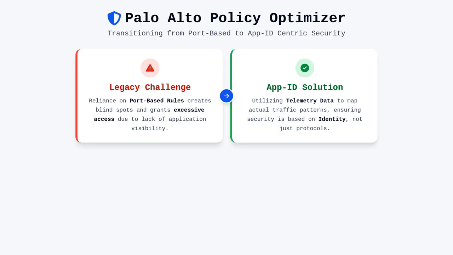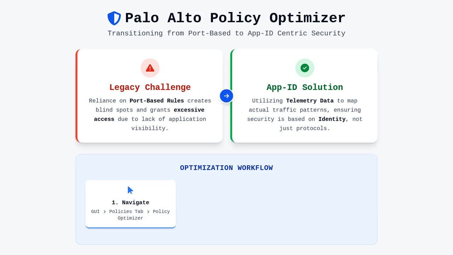Palo Alto Networks addresses this through the Policy Optimizer, a feature set that tracks application traffic patterns and identifies rules that allow traffic based on protocol rather than identity. By navigating to the Policies tab in the GUI, you can access the Policy Optimizer view, which categorizes rules into those that are strictly port-based and those that have already been converted to application-based policies. This tool provides a systematic approach to identifying where your security posture is overly permissive, allowing you to transition toward an App-ID-centric model without the risks typically associated with manual reconfiguration.